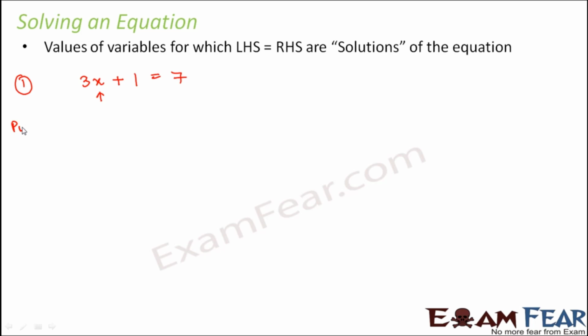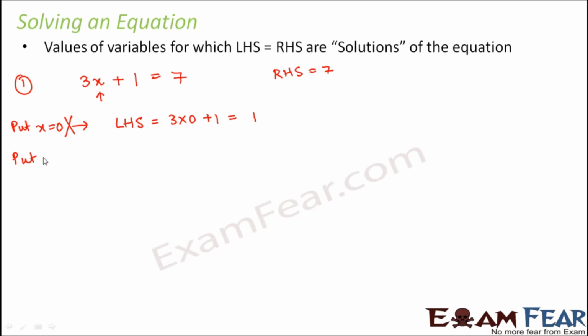Let us say we put x is equal to 0. What would be left hand side? Left hand side would be 3 into 0 plus 1, which is equal to 1. So is left hand side equal to our right hand side? Because right hand side is equal to 7. So 1 and 7 are equal? No. So that means x is equal to 0 is not the solution.